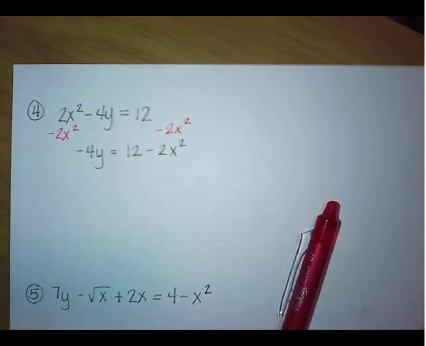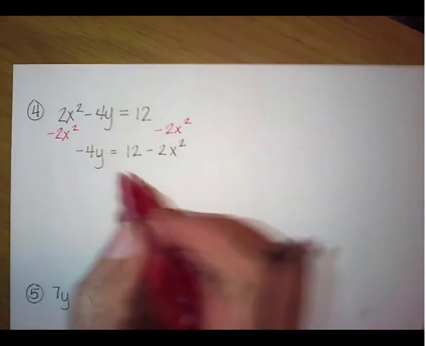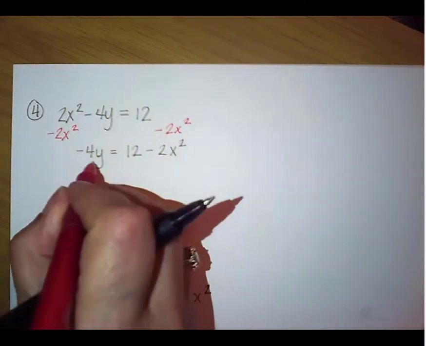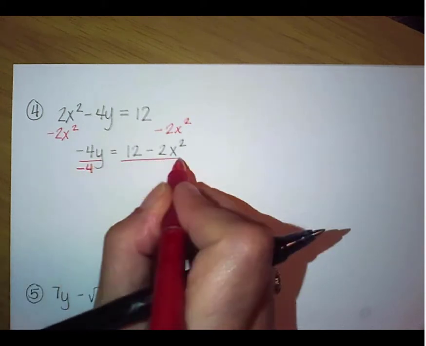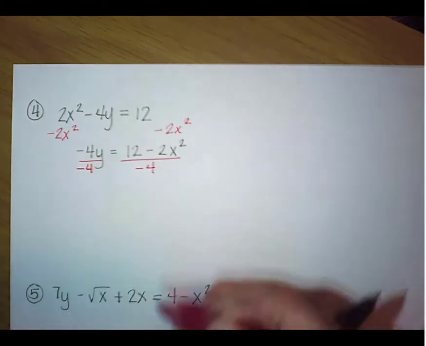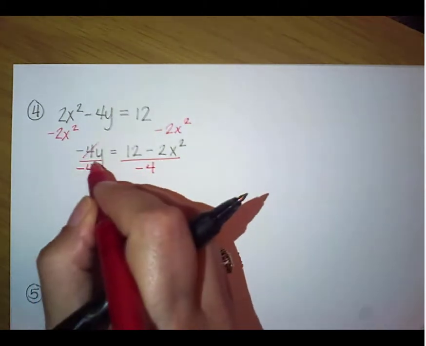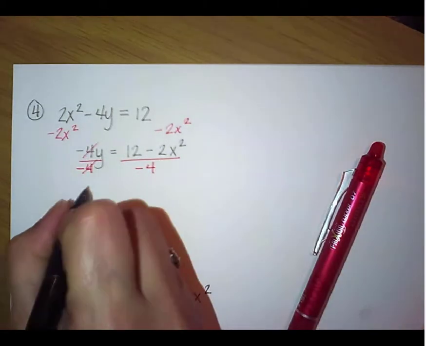Again, all you're really doing with that 2x squared is taking it from the left-hand side and putting it over onto the right-hand side. So now we're going to get rid of that negative 4. Again, that's multiplication, so we're going to use division. And I'm going to divide everything by negative 4. So our negative 4s here on this side are going to cancel, which is going to give us y.